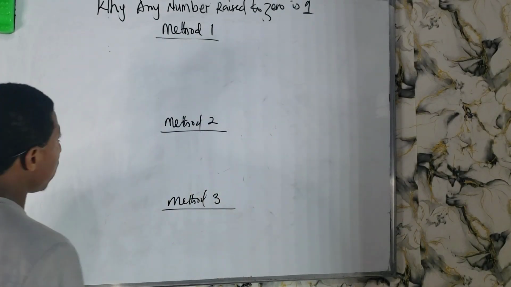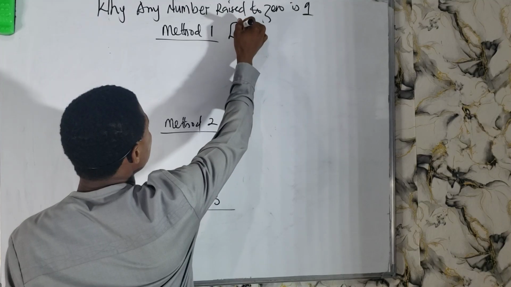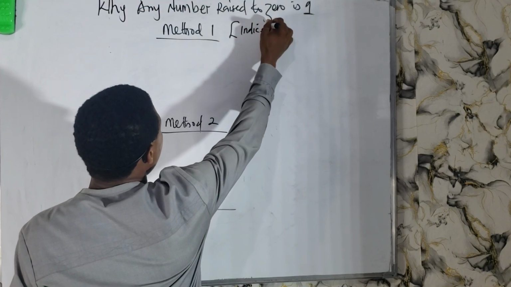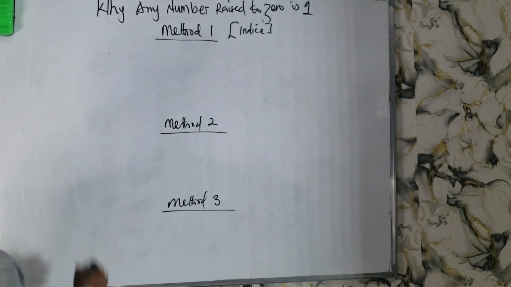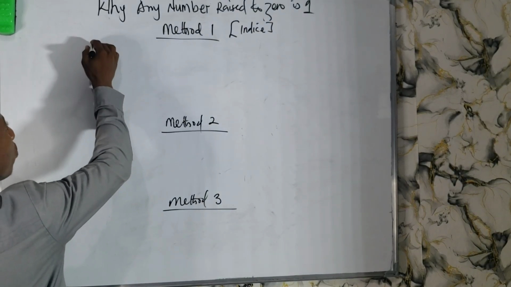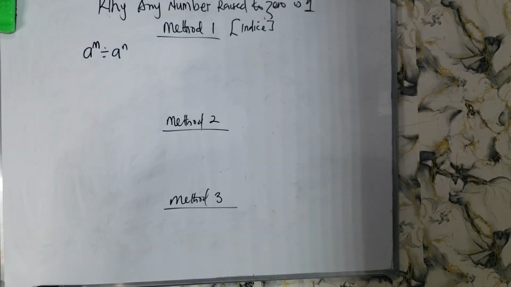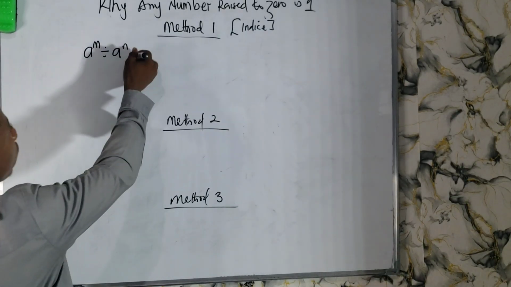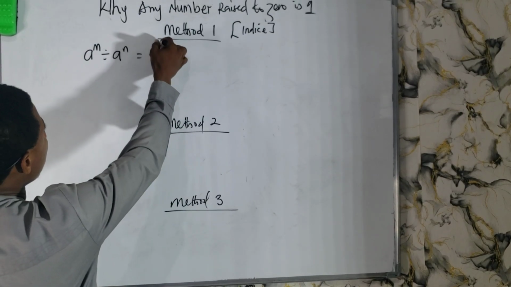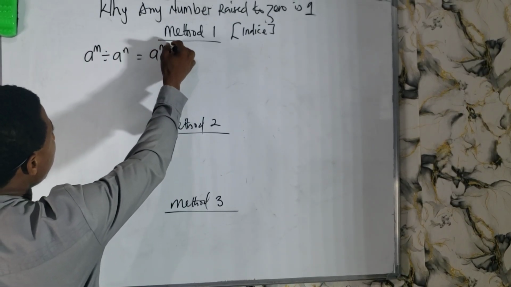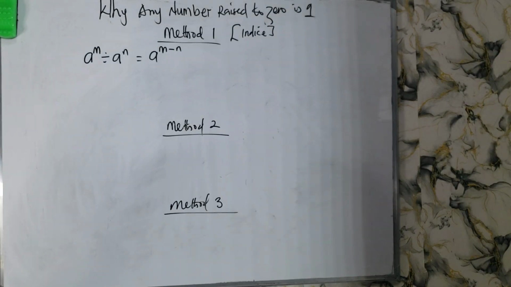Let me start with one of the rules of indices, that's the exponential rule. It says that a raised to power m divided by a raised to power n is the same thing as a raised to power m minus n. Are we together? Just calm down.